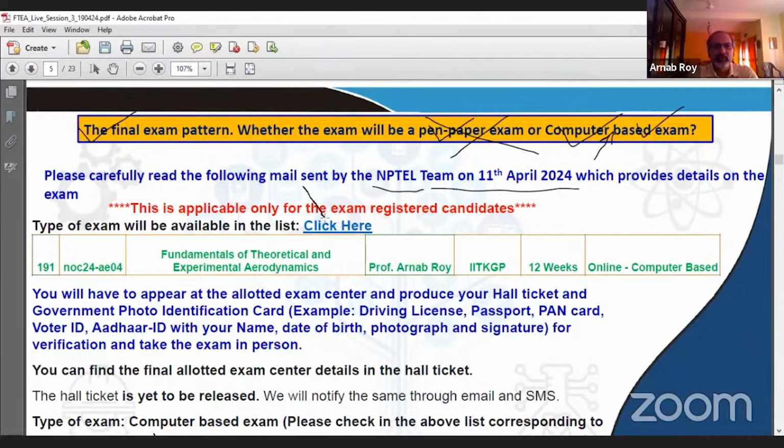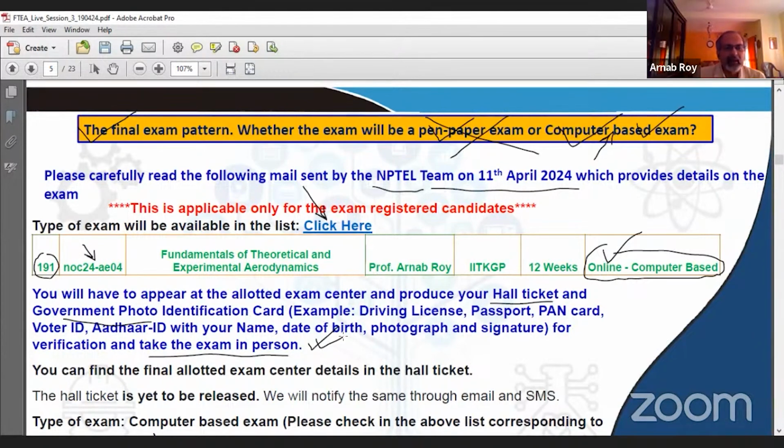So there's a link which if you click, you will find that all the courses which are being offered in this Jan to April 2024, they will be visible. And in the 191 serial number, your course will be visible. So this is the course you are going to write the exam in, and you find that in the last column, they will display it as online computer-based, and that's precisely what you need to know. You'll have to appear at the allotted exam center and produce your hall ticket, which you may have received already by now. If not, then you will receive it very soon. And then you have to bring some government photo ID card. There are a lot of options here. You should read through the rules. And definitely you have to appear in person for writing the examination.